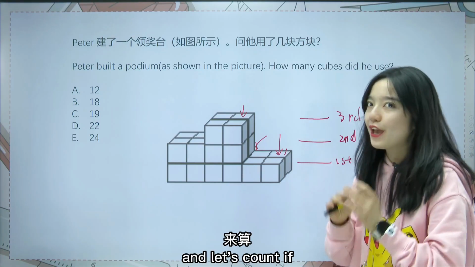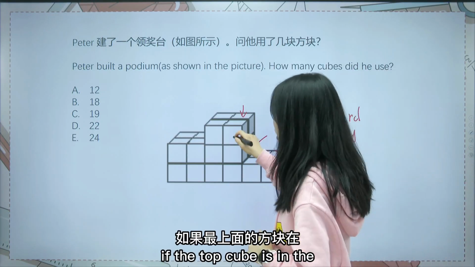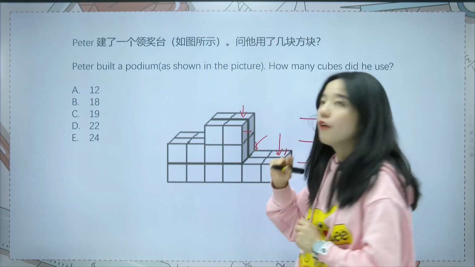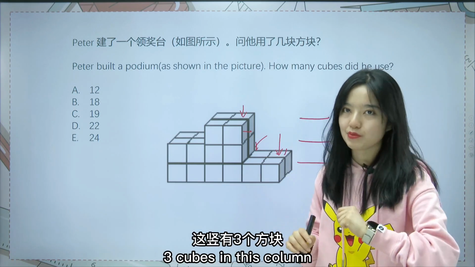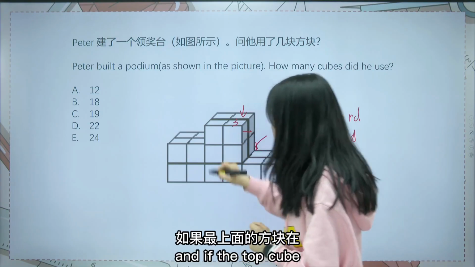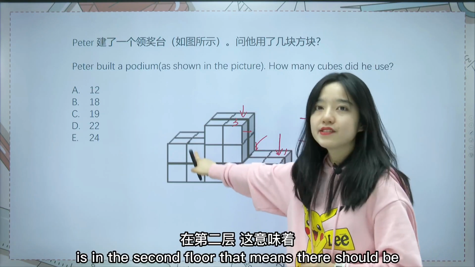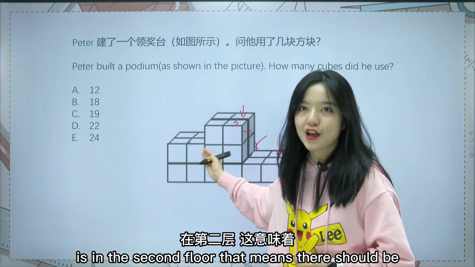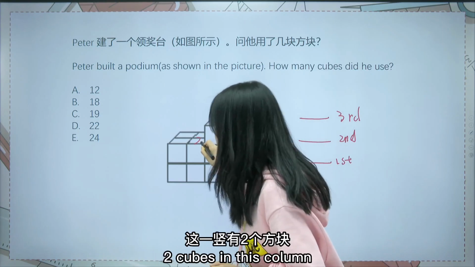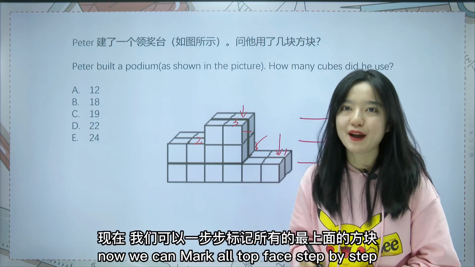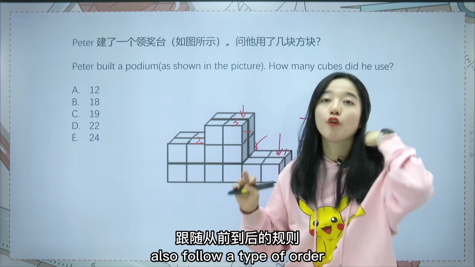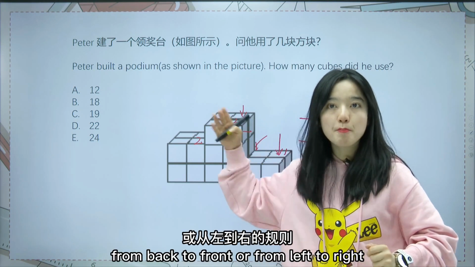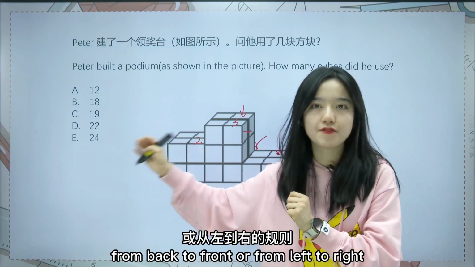And then let's count. If the top cube is in the third floor, that means there should be 3 cubes in this column. And if the top cube is in the second floor, that means there should be 2 cubes in this column. Now we can mark all top faces step by step, also following an order, from back to front or from left to right.